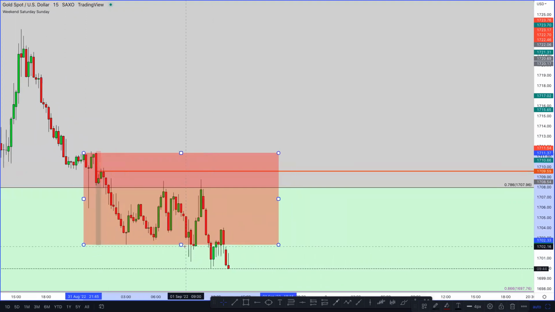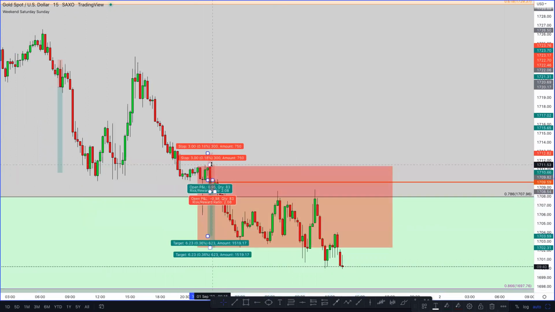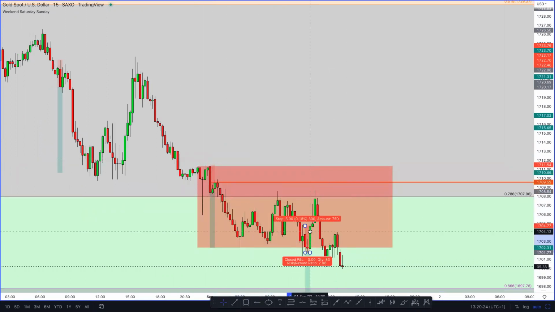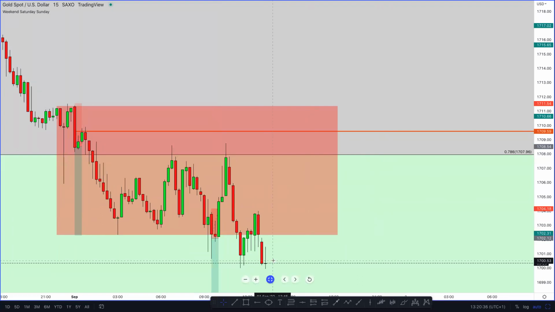You might have entered here, so this would have been a losing trade. So let's even do that. Clone. So you would have entered here. Again, I'm not trying to be anything funny. So we would have had this here, and that would have been a losing trade there, more than likely. And then now you're still waiting.